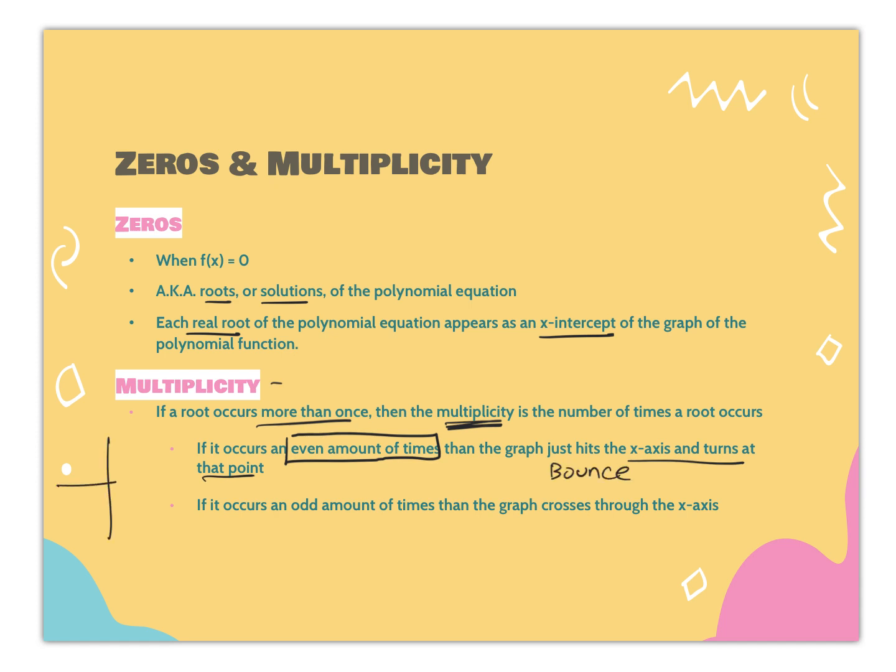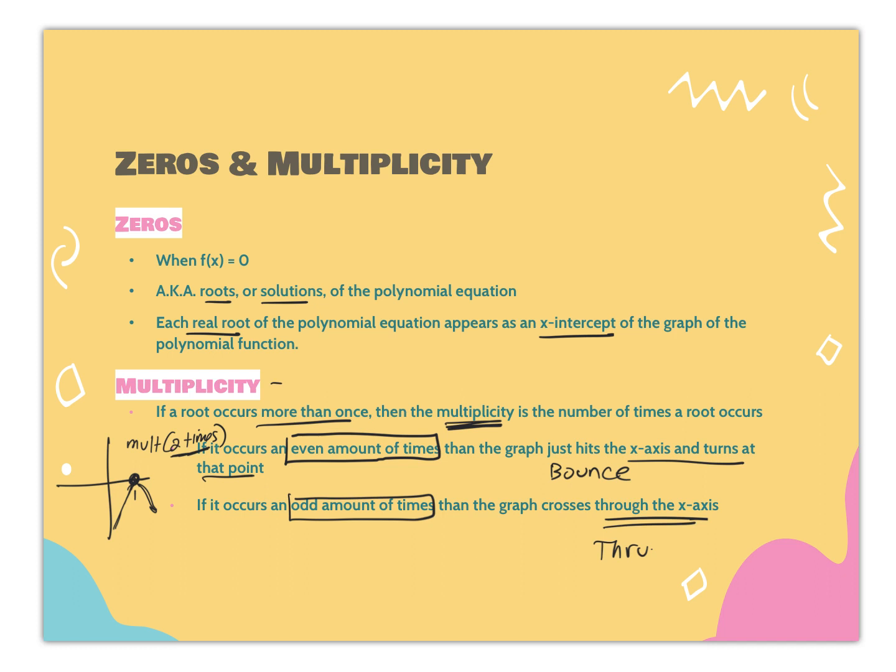So let's just say that I have a graph, and this is, let's say, 1. And let's say that 1 has a multiplicity that it shows up 2 times, okay? When my graph, let's say it goes like this, approaches the 1, if it shows up an even number of times, my graph will bounce and go back and down again. It's not going to go through it, okay? But if my solution or my zero or my root occurs an odd number of times, then the graph is going to go through it, okay?